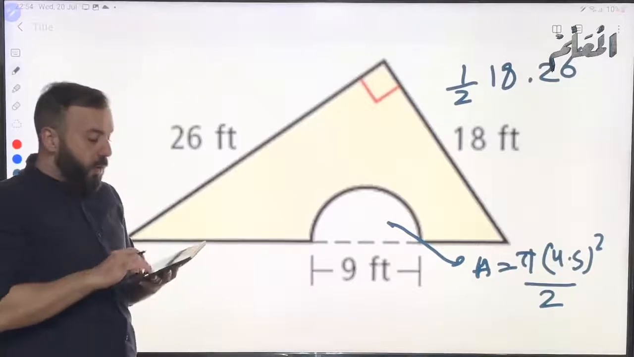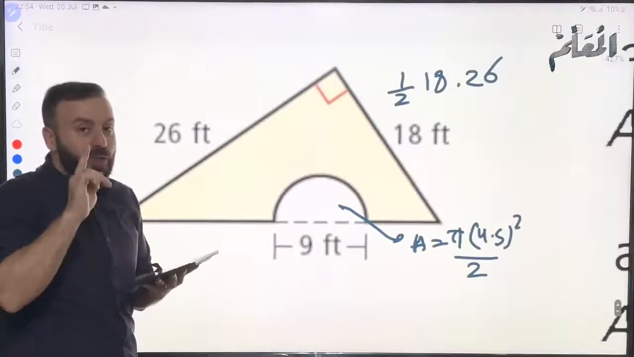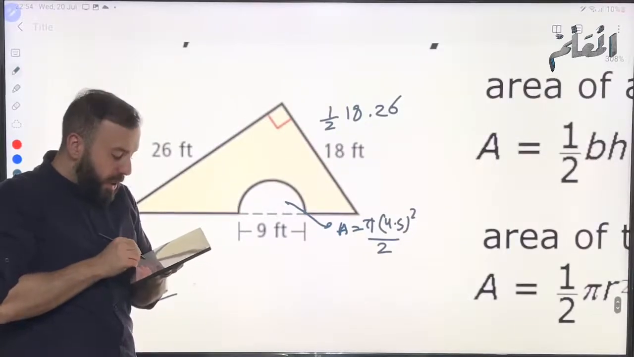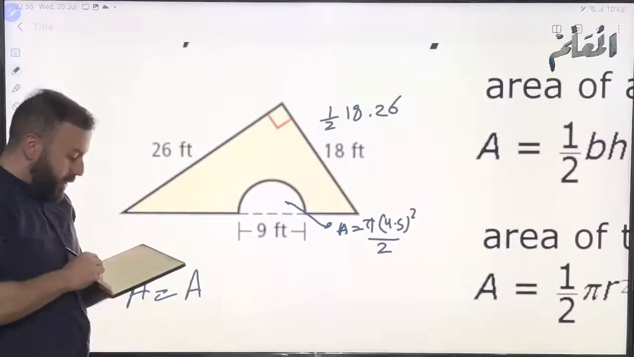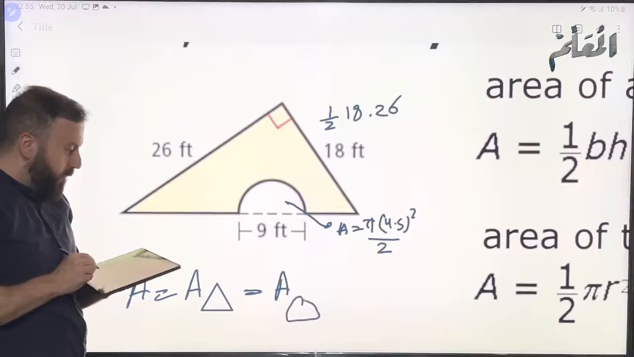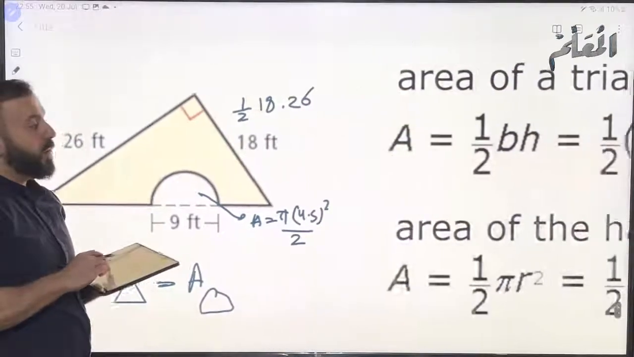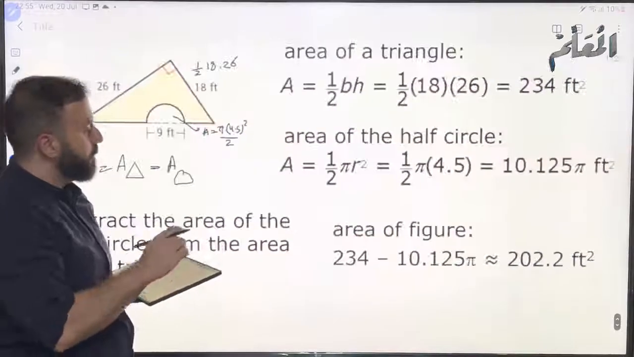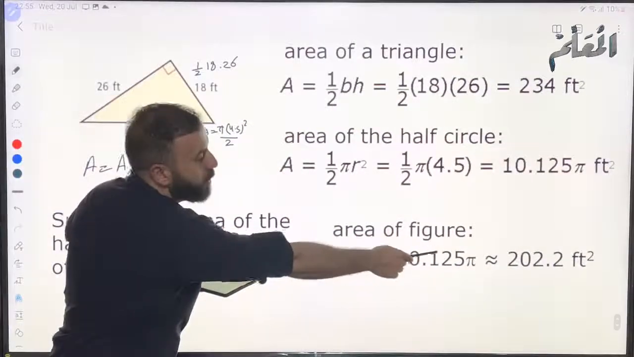At the end, if I now want to calculate the shaded area, it's not the sum. So the area is going to be the area of the triangle minus the area of the semicircle. Okay, so in this case, what do we get? The subtraction is going to be 202.